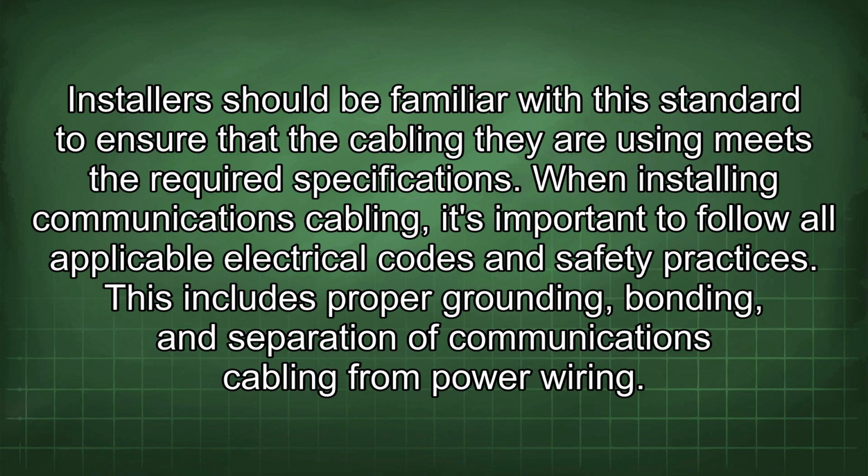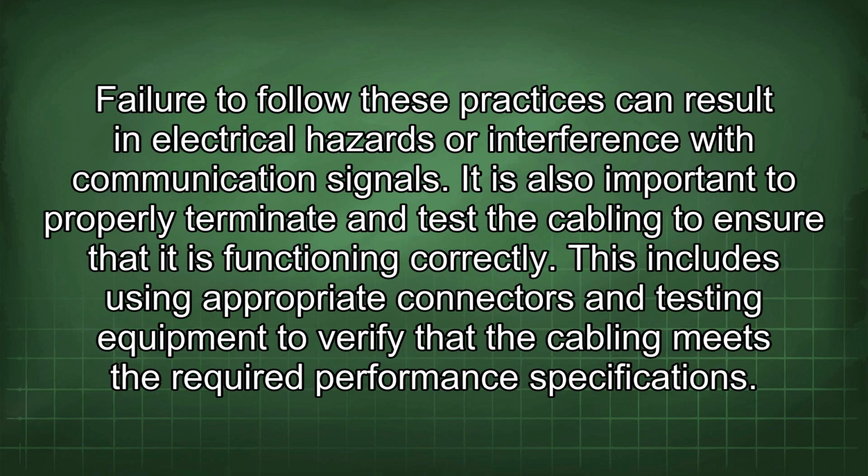When installing communications cabling, it's important to follow all applicable electrical codes and safety practices. This includes proper grounding, bonding, and separation of communications cabling from power wiring. Failure to follow these practices can result in electrical hazards or interference with communication signals. It is also important to properly terminate and test the cabling to ensure that it is functioning correctly. This includes using appropriate connectors and testing equipment to verify that the cabling meets the required performance specifications.